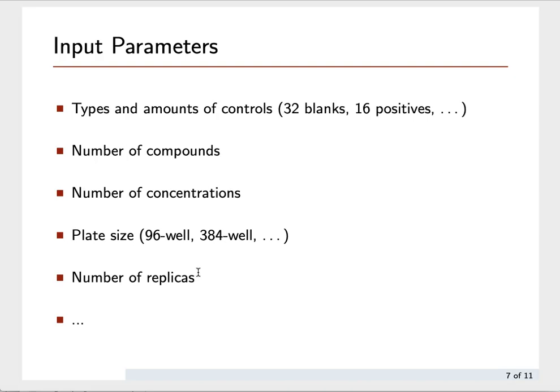We have different plate sizes. The one robot is probably going to work with only one kind of plate, but in general, we want to be more general. And we have also a number of replicas, so how many times we want to run each experiment. And well, we could have other inputs depending on what kind of problem we have or alternative to the problem.